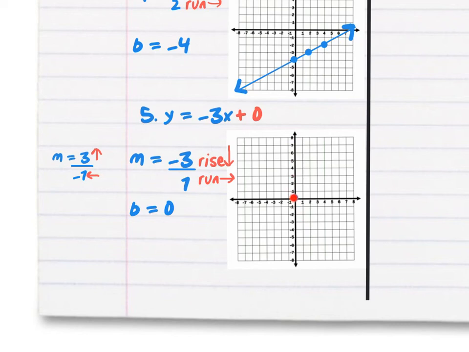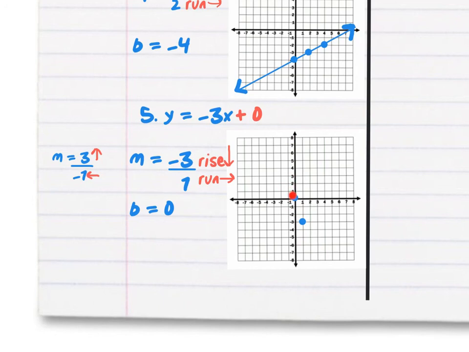Starting at this point, we're going to use this slope. We're going to go down 3, 1, 2, 3, and then to the right 1. So here's our point. I can continue to do that same slope from here. We go down 3, 1, 2, 3, and to the right 1. And you'll notice that all points still fall in the same line.